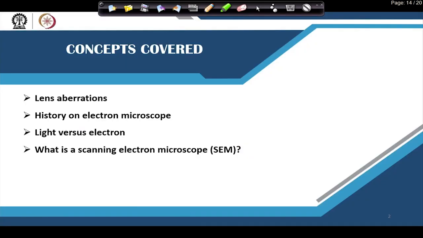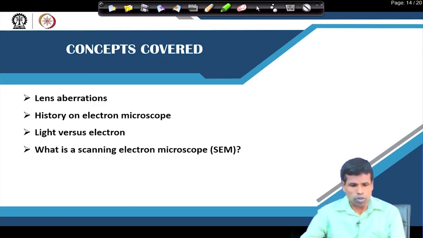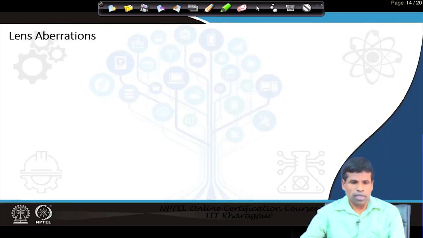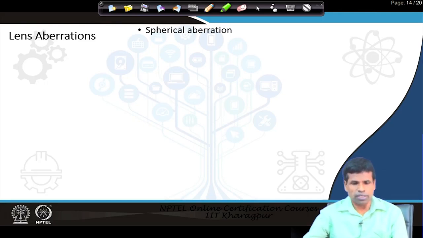In addition to discussing lens aberration, we will also talk about the history of the electron microscope, light versus electron, and what a scanning electron microscope is. Let us go to lens aberration. We have three major aberrations: spherical aberration, chromatic aberration, and diffraction aberration. We have a couple more aberrations too.